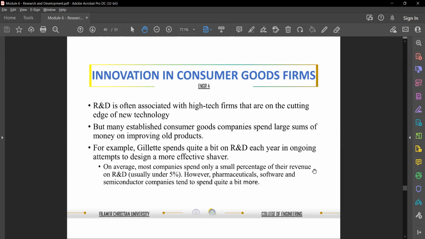So for example, Gillette spends quite a bit on R&D each year in ongoing attempts to design a more effective shaver. Pero yun pa rin yung purpose niya. Shave pa rin. So on average, most companies spend only a small percentage of their revenue on R&D. So usually under 5%. However, in pharmaceuticals, software and semiconductor companies, they tend to spend quite a bit more. Diba? Kaya nga yung nakita natin doon, yung pharmaceutical companies talaga yung pinakamataas.